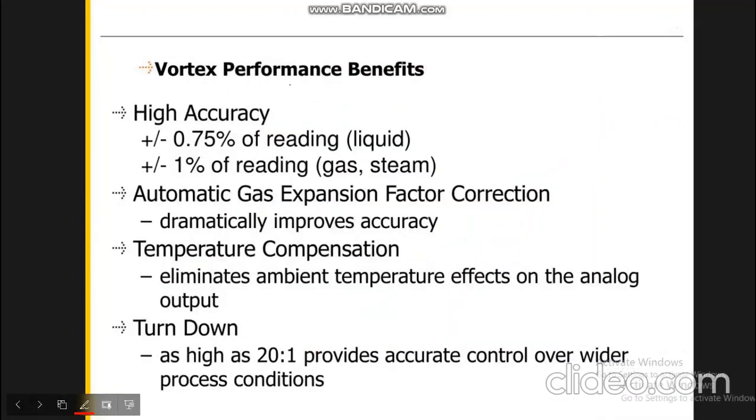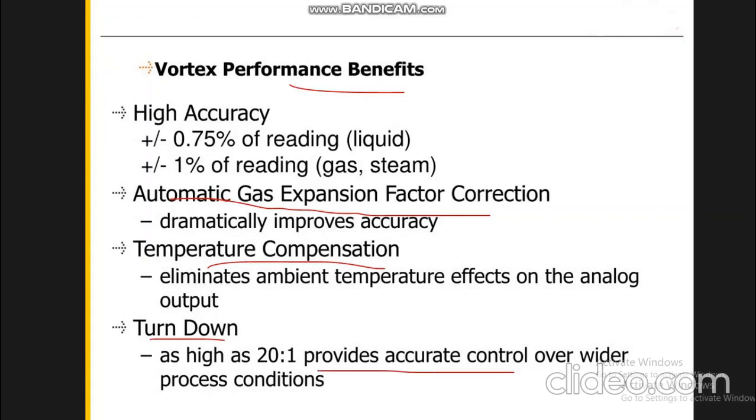There are also high performance benefits, like high accuracy. It has automatic gas expansion factor correction, temperature compensation, and turndown. The turndown is as high as 20:1, provides accurate control over the process conditions, and eliminates ambient temperature effect on the analog output. Yeah, that's the main thing.